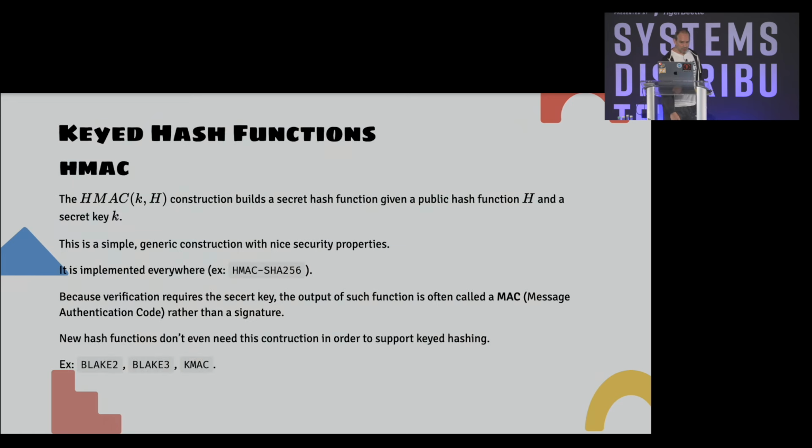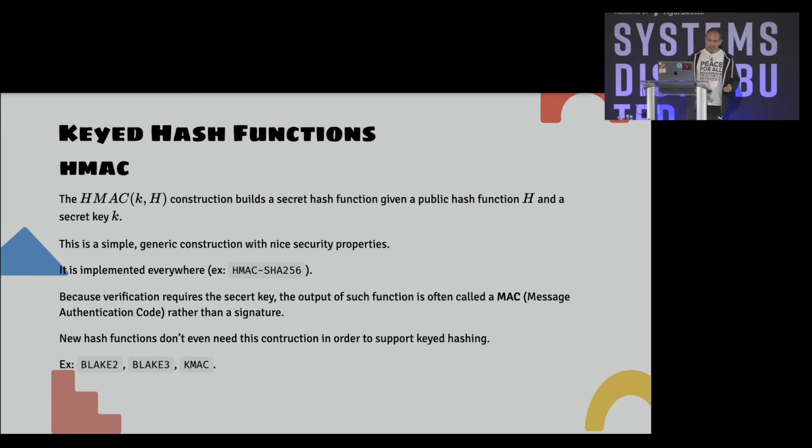Turns out that there is a very simple yet very nice construction called HMAC. HMAC takes a key and any secure hash function you want, and it's going to use that to create a new hash function. For every single key, you're going to get a new hash function. So for a given input, if you have two different keys, you're going to get two completely different outputs.